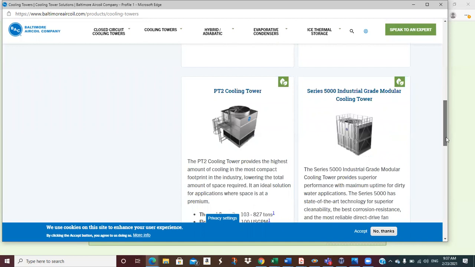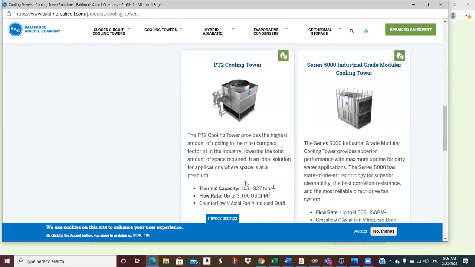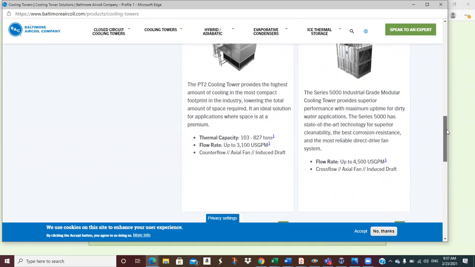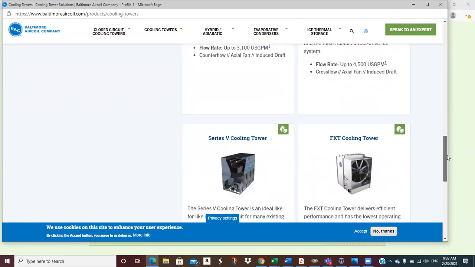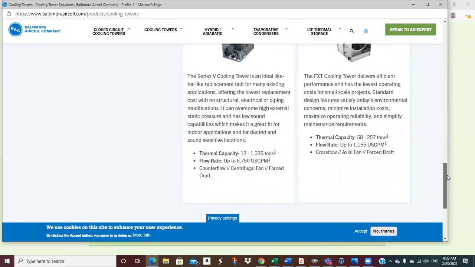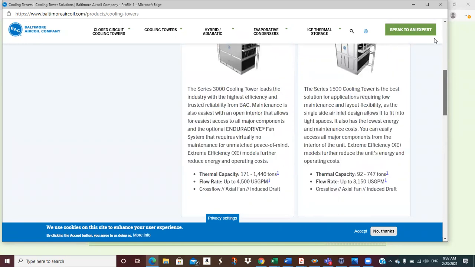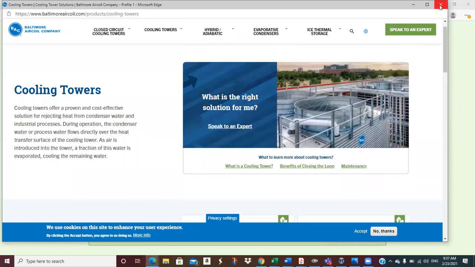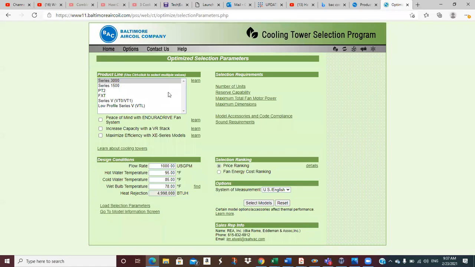Different sizes, that gives you just a general rundown on capacity up to a high flow rate, that sort of thing. So you get some kind of an idea that might give you some guidance as to which to select if you don't know. Okay, so that's that, or whichever one you highlight. For example, this is on the Series 3000.